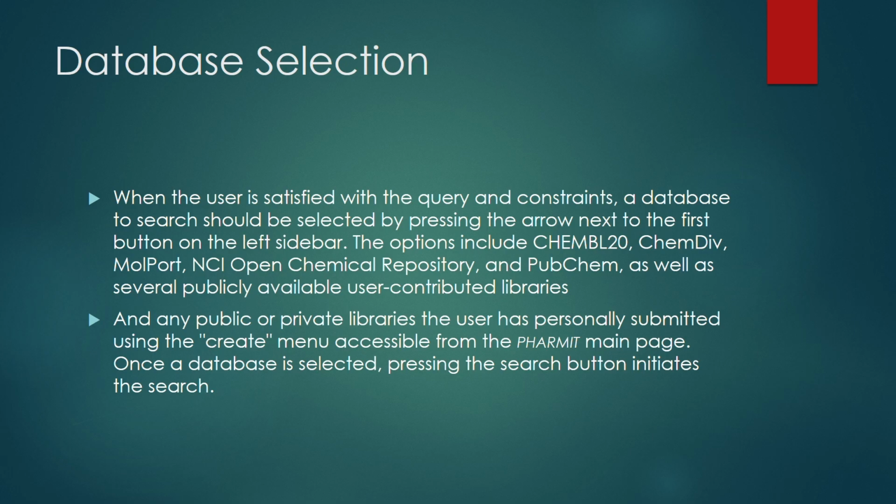Database selection: the user can select their database by pressing the arrow next to the first button on the left sidebar menu. They can choose their own compound libraries, whatever the user wants, and they can also choose pre-built compound libraries that are already available on the Pharmit server, and any public or private libraries the user has personally submitted using the create menu accessible from the Pharmit main page.